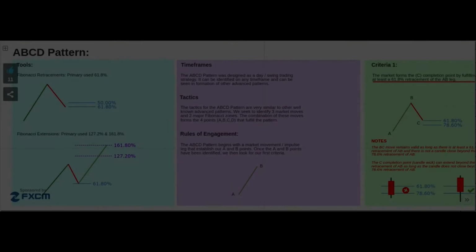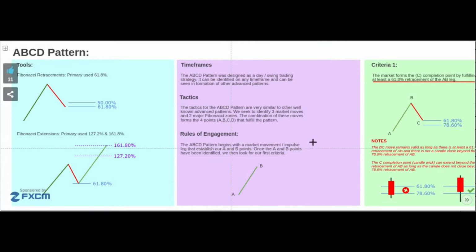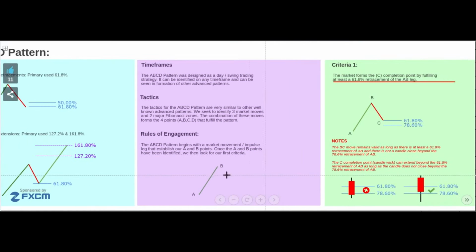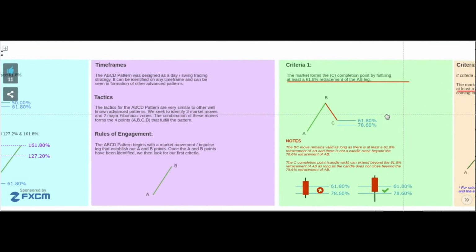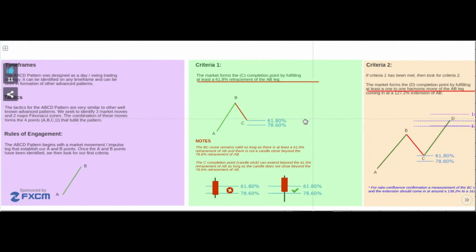The ABCD pattern. Rules of engagement. The ABCD pattern begins with a market impulse leg that establishes our A and B points. Once the A and B points have been printed, we look for our initial criteria.